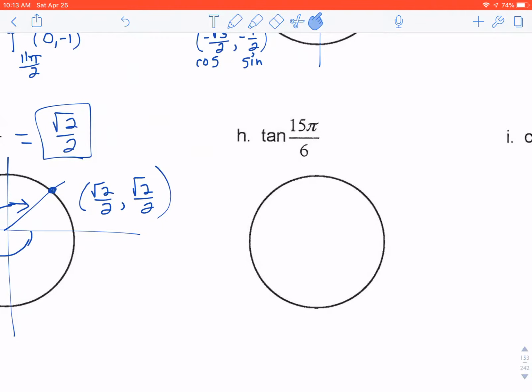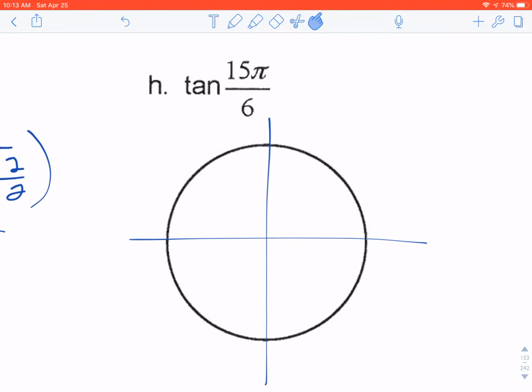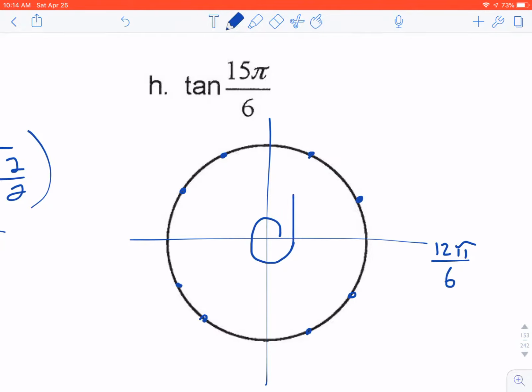All right, the next one, we have tangent of 15 pi over 6. So our 15 pi over 6, our family of 6, I should say. When you go around 1 time, remember to get to your 2 pi is really 12 pi over 6. I'm going to draw these points for us just to help make this easier. So to get to 15, you have 13, 14, 15. So this gets you to 15 pi over 6.